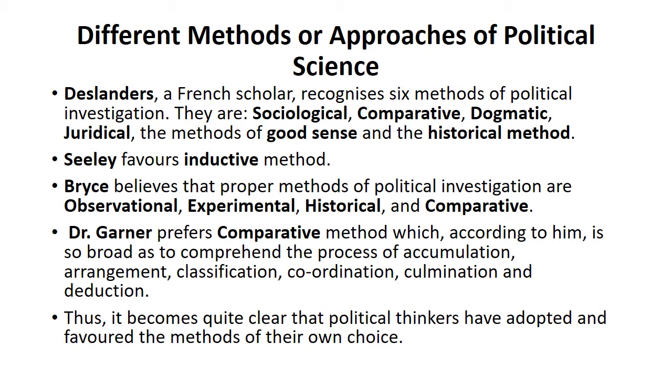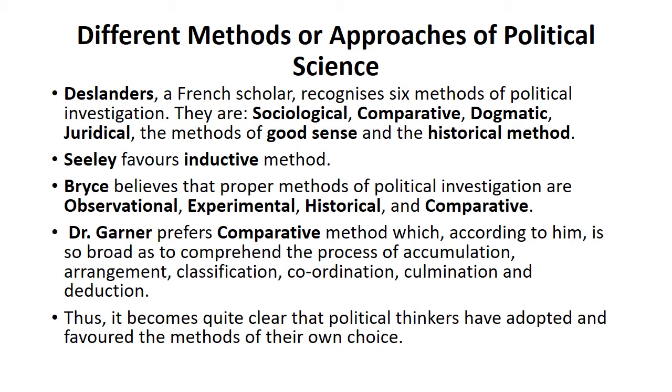James Bryce believes that proper methods of political investigation are observational, experimental, historical, and comparative. So Bryce says that in order to make a political investigation, we need to take 4 methods into consideration. Then Dr. Garner prefers only the comparative method. He says that it is the best method for political investigation. According to him, this concept is so broad as to comprehend the process of accumulation, arrangement, classification, coordination, culmination, and deduction. So all in all, Dr. Garner supports the comparative method.